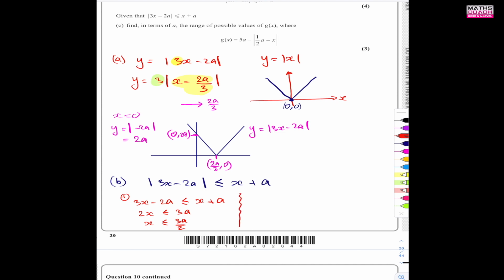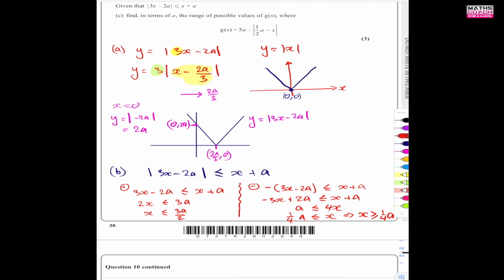And if we do the negative version, which is minus bracket 3x minus 2a is less than or equal to x plus a, or minus 3x plus 2a is less than or equal to x plus a, then a is less than or equal to 4x, or a quarter of a is less than or equal to x, which means the same as saying x is more than or equal to a quarter of a.